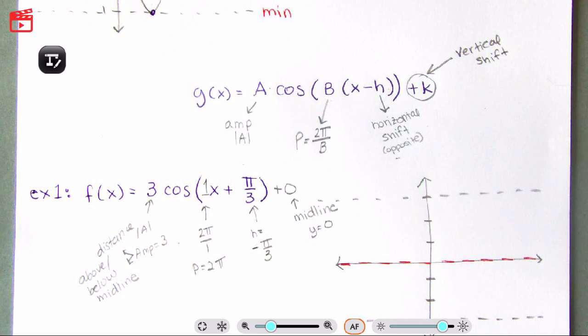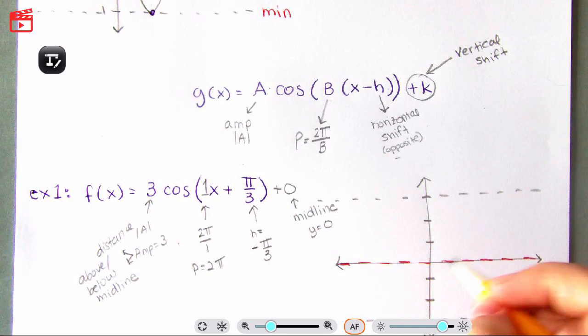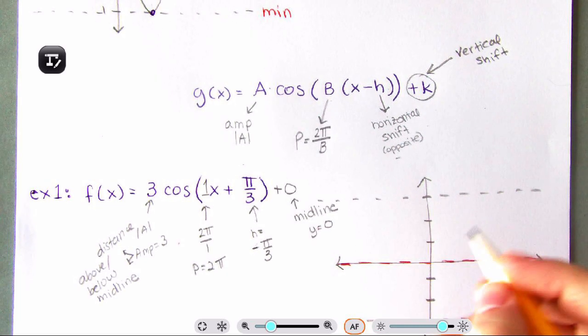Okay, the next step we're going to do is identify where our h is. So our horizontal shift is to the left pi thirds.